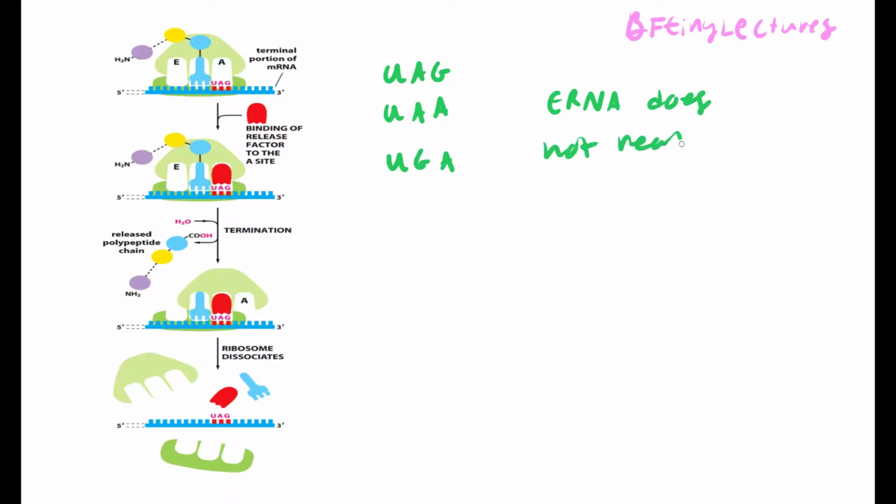So we can say that tRNA does not read stop codons. What actually happens is that a release factor will recognize the stop codon. So it is going to bind to the A site. And so when the release factor binds to the A site of the tRNA, it becomes incorporated.